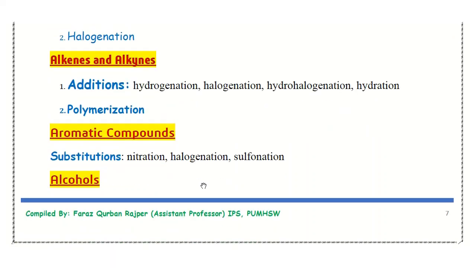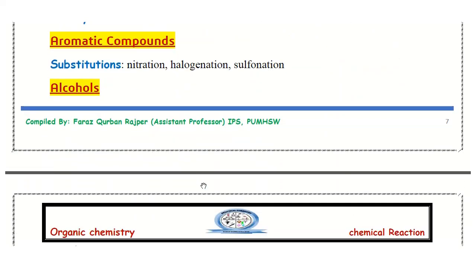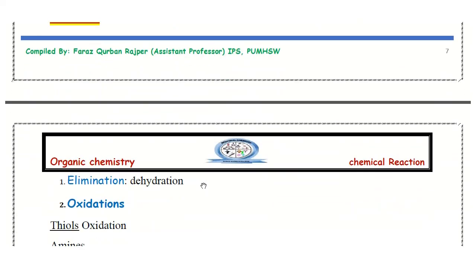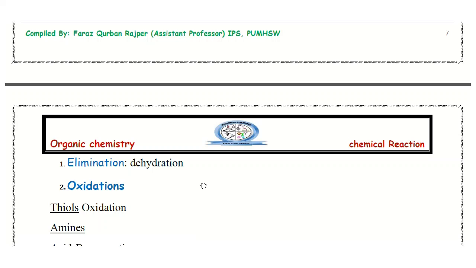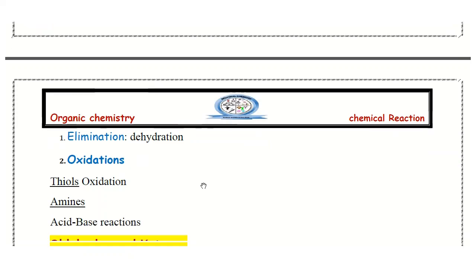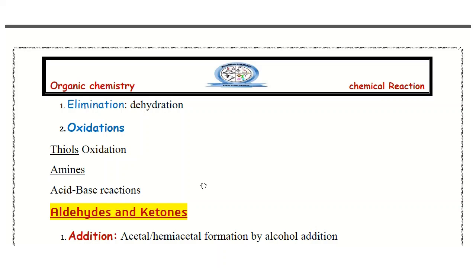The main type of chemical reaction that occurs in aromatic compounds is substitution, like nitration, halogenation and sulfonation. Alcohols can mainly undergo elimination reactions, that is the dehydration of alcohol. They can also undergo oxidation, as we have observed in the case of primary alcohol. The aldehyde is a product of oxidation, secondary alcohol gives the ketone, and tertiary alcohol usually cannot undergo oxidation. Thiols can undergo oxidation.